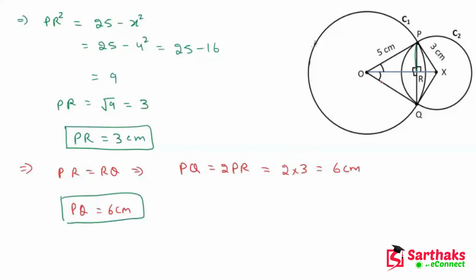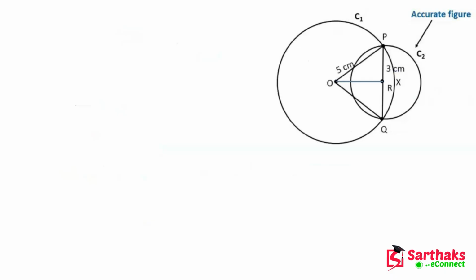So my dear friends, here you can see that the radius of the circle is 3 centimeter. Okay, so the diameter will be 6 centimeter. So here we know that PQ is equal to 6 centimeter. So we can say that PQ is the diameter of the small circle. PQ is the diameter of the circle C2, and hence we can say that PQ is the common chord.